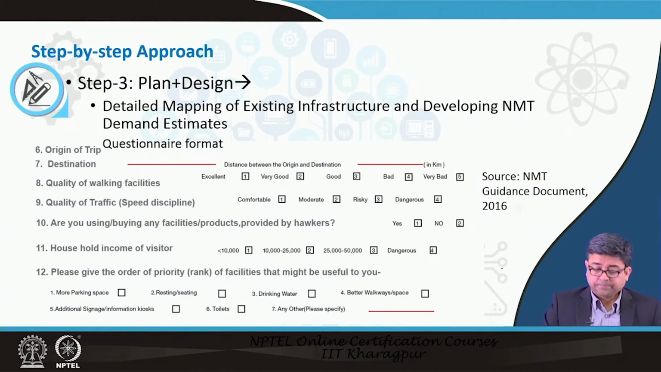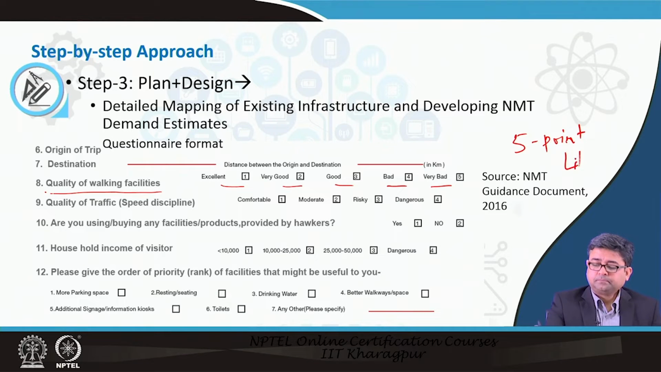So, these are various quantitative levels that are asked. At the same time, there are different qualitative questions that are asked, such as what is the quality of walking facilities. So, do you think it is excellent, very good, good, bad, or very bad. This is a 5-point scale. It is usually called a 5-point Likert scale, right. These are the type of questions usually asked in a questionnaire used to determine the demand for non-motorized transportation modes. They are both qualitative and quantitative in nature. That is the essential part to remember.